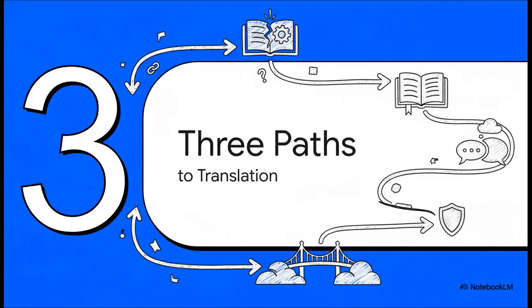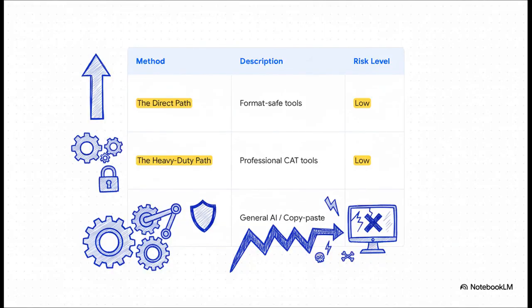So the big question, how do we actually get one of these files translated without causing a total disaster? Well, it turns out there are pretty much three main paths you can take. This table here just lays it all out perfectly. You've got the direct path, which is using tools built specifically to understand XLIFF. That's your low-risk option. Then there's the heavy-duty path with big, complex professional software. Also low risk, but way more complicated. And then you have the dangerous path, just copying and pasting into a general AI tool. That one is extremely high risk.